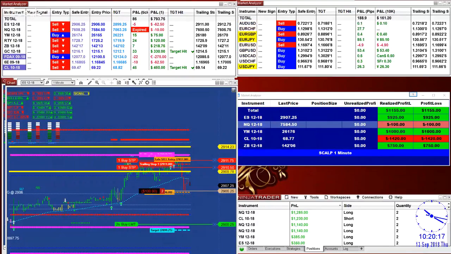So let me see if we can catch anything. I don't see anything catchable right now. There is the market drop while we're explaining how things work. So I was late on catching anything.